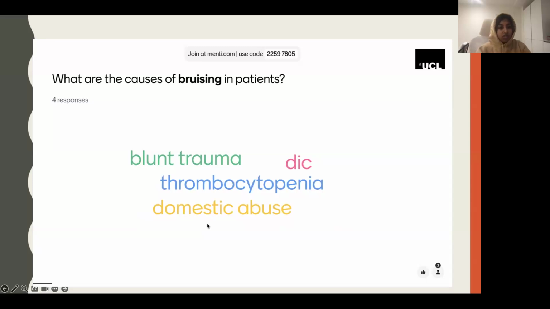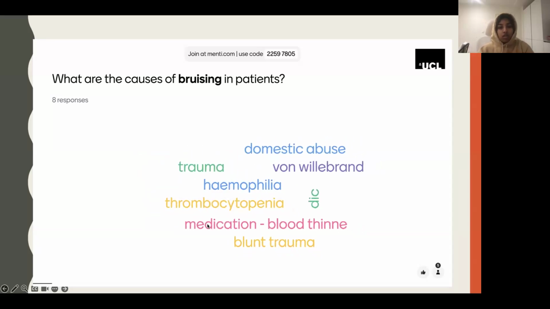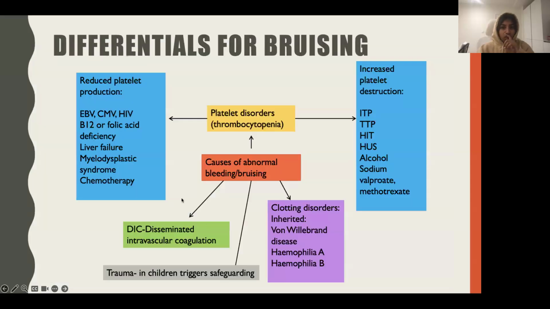Yeah, great. So we've got DIC, trauma, abuse, very important in a child especially because that raises safeguarding, thrombocytopenia, von Willebrand, yeah, medication, yeah, hemophilia, yeah, great. So the way you can divide it is there's kind of two main medical causes of bruising. One is the platelet disorders, and the other one is the clotting disorders. So the platelet disorders is basically when there's low platelets, so thrombocytopenia.